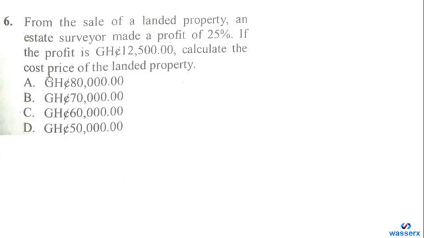Now we've come to question 6. From the sale of a landed property, an estate surveyor made a profit of 25%. If the profit is 12,500 Ghana cedis, calculate the cost price of the landed property. We want to find the cost price. Since we don't know the cost price, we can let X represent the cost price.